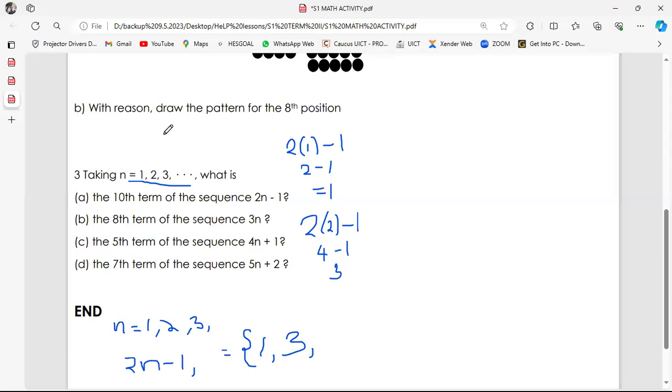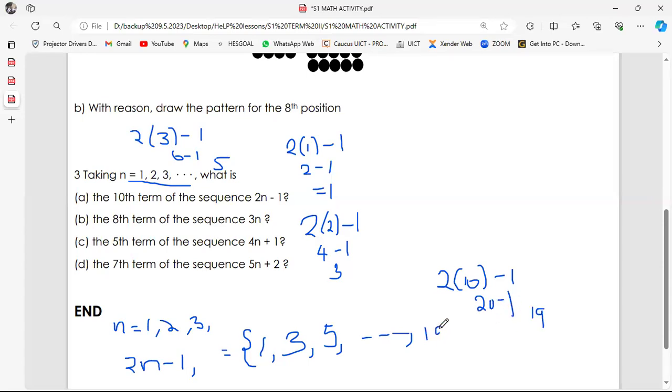So the next term is going to be where there is n, we put 3. So this will be 2 into 3 minus 1, giving us 6 minus 1 to give us the answer as 5. So this becomes 5, like that. Now, the 10th term, I'm going to skip here and tell you that the 10th term will be where there is n, we put 10. This will be 2 into 10 minus 1. So this becomes 20 minus 1 to give us the answer as 19.